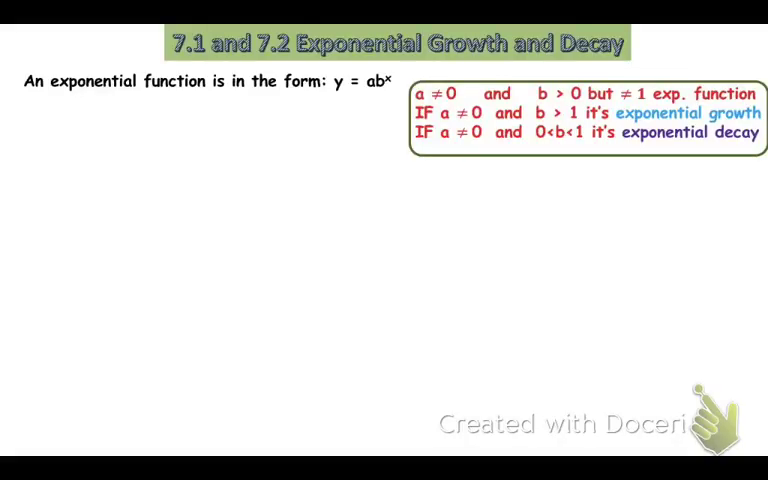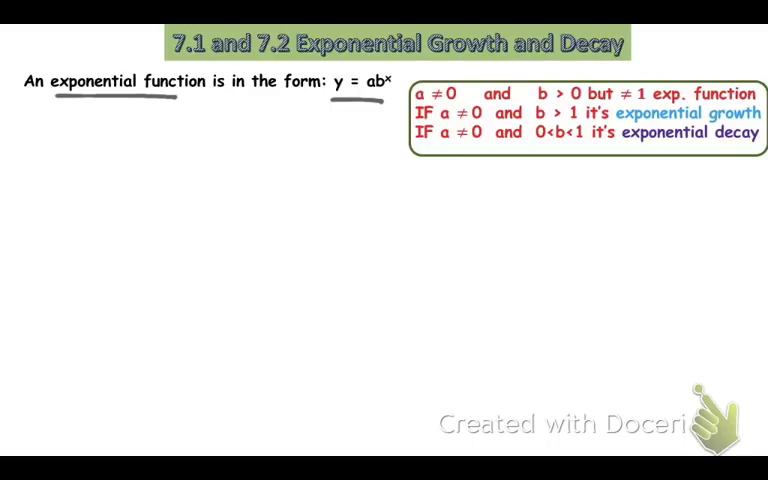7.1 and 7.2 is on exponential growth and decay. But first, let's look at what an exponential function actually looks like. It is written in the form y equals ab raised to the power of x. Notice that the x value in this instance is the power. There are some qualifications, however.